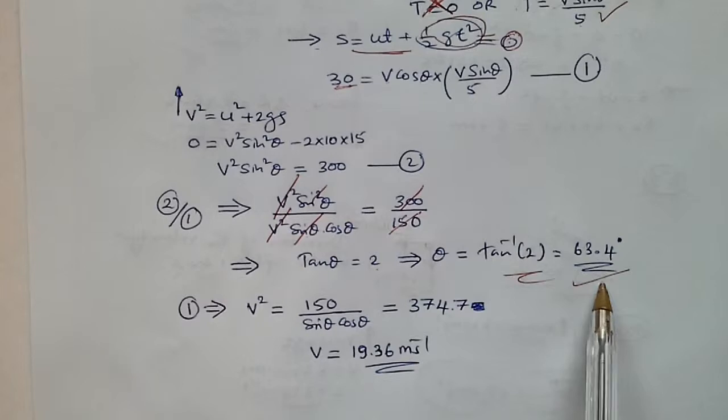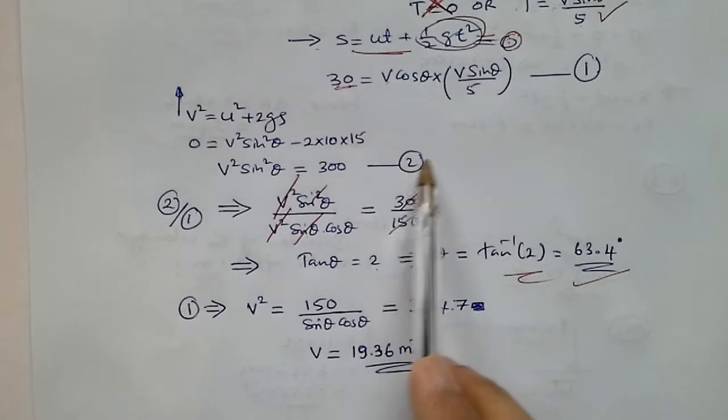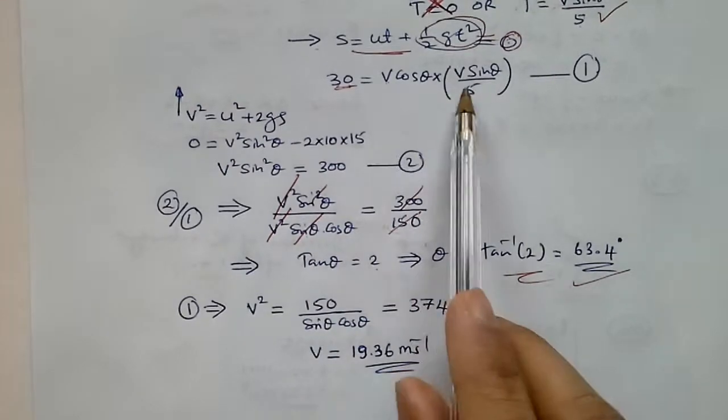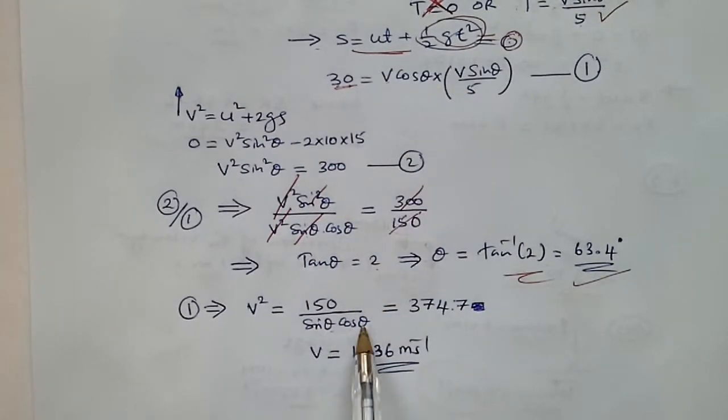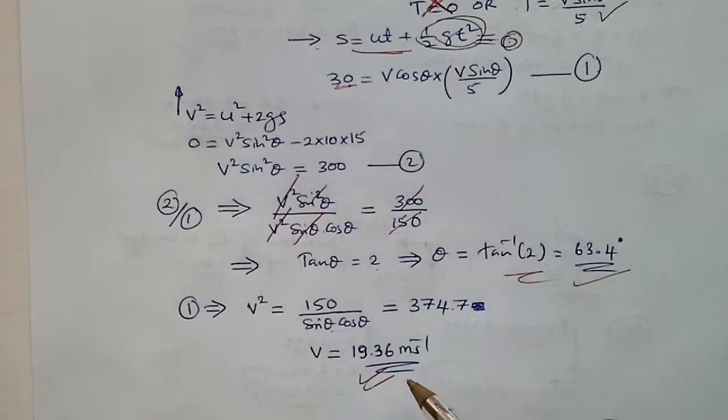If you know the value for theta, you can simply substitute it in either equation 1 or 2. Here I substitute in 2. So v squared is equal to 150 divided by sine theta cos theta. I just substitute the values for sine theta and cos theta, and if you simplify, you will get the velocity 19.36.